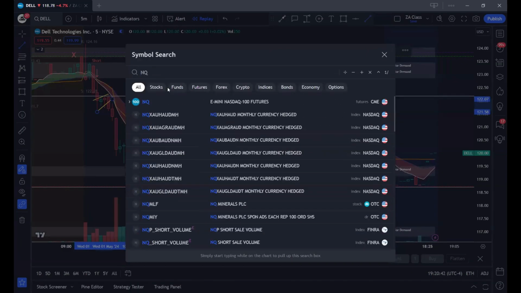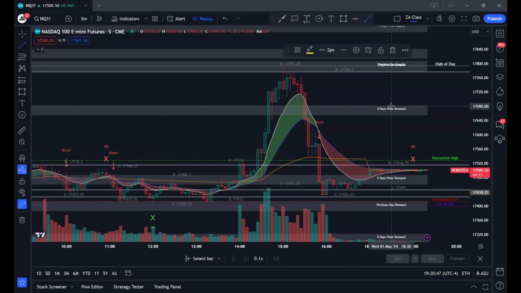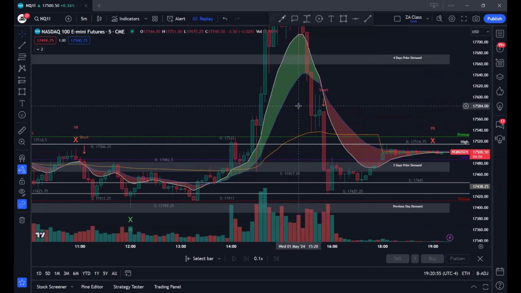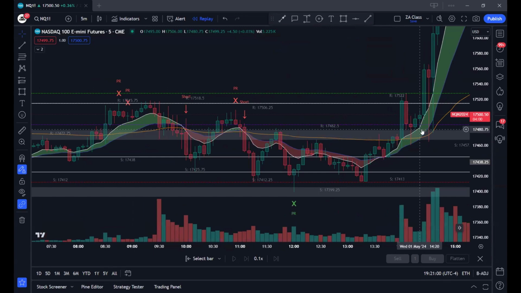If you are a futures trader, we can take a look at NQ. So this is what I traded today. I traded futures, I traded NQ, and then for my options, I traded SPY a little bit early in the day, and then I traded Amazon only once, even though it did have a bunch of successful signals. So let's take a look at NQ.